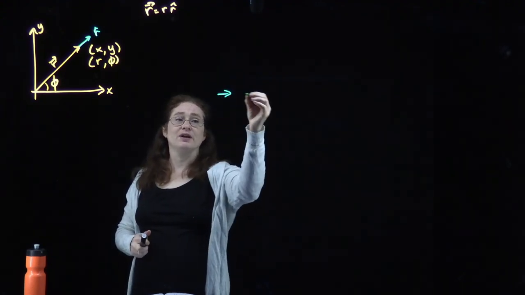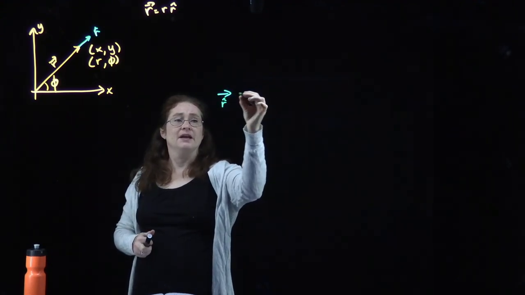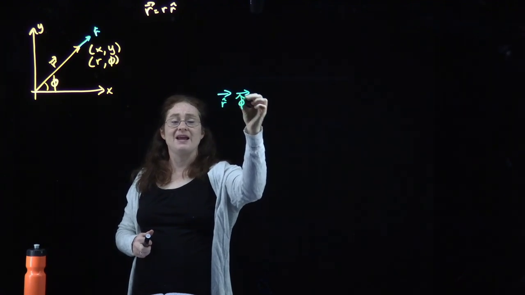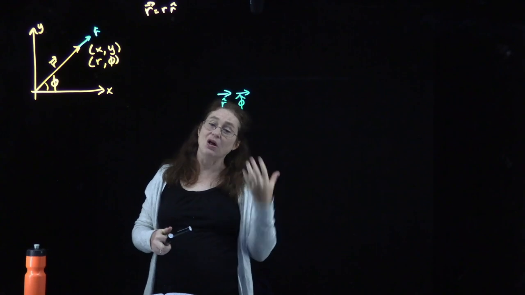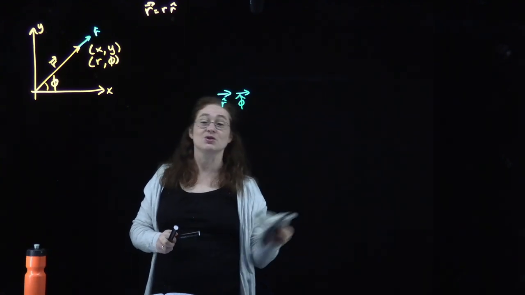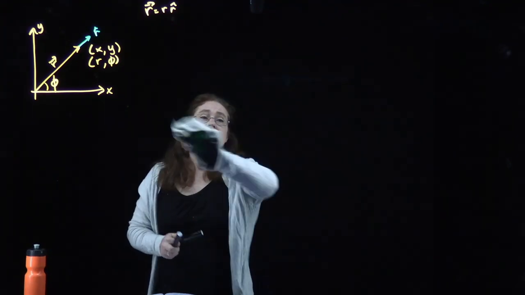I can have two unit vectors. If this is r hat and this is phi hat, that is not going to work because I cannot define all vectors in terms of these unit vectors. So this is not a complete set.